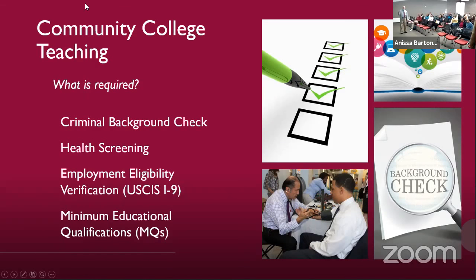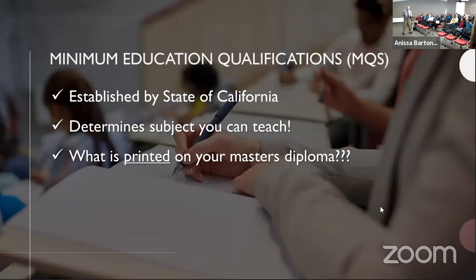Now, Ramon was talking about the minimum educational requirements that we call in education speak the MQs. Let's go to the MQs. They were established by the state of California, and determine the subject that you can teach. And the key is, what is the word printed on your master's degree diploma? Not what you think you majored in, not what you say you majored in, not what all your courses are in, what's printed on your diploma.